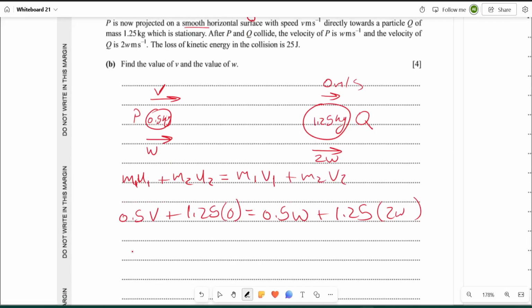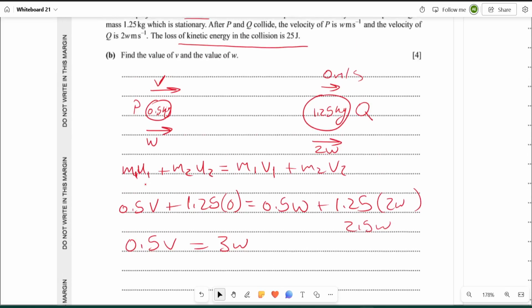So we can simplify this a little bit. 0.5 V, this part is 0, equals 0.5 W plus 1.25 times 2, which is 2.5 W. 2.5 W plus 0.5 W is equal to 3 W. Now we have two unknowns, so if we have another equation we can solve, and we can get this equation using the fact that we know the loss of kinetic energy.